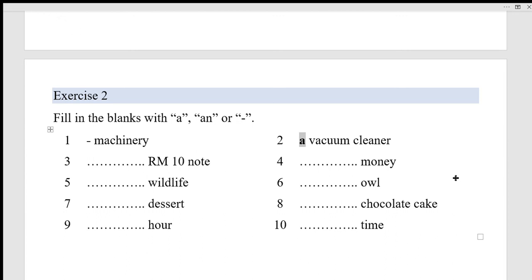Now look at number 3 and number 4. 10 ringgit note. Note kat sini maksudnya wang kertas. 10 ringgit note, wang kertas 10 ringgit. And money, duit. So what is the answer? Number 3 is a 10 ringgit note. Number 4 is money. Why? Because money is an umbrella term. Money adalah umbrella term. And then 10 ringgit note adalah salah satu contoh daripada money, kan?